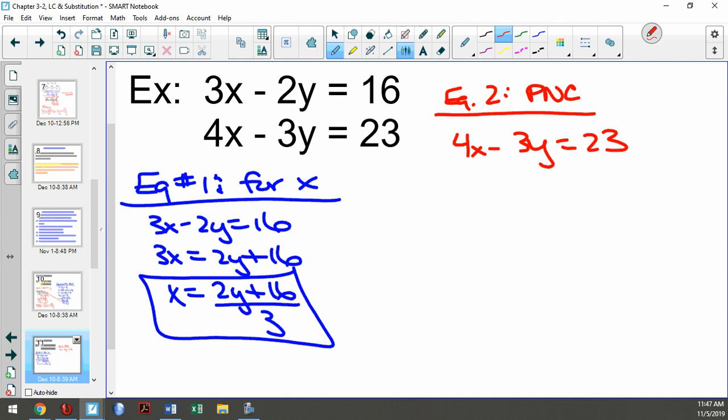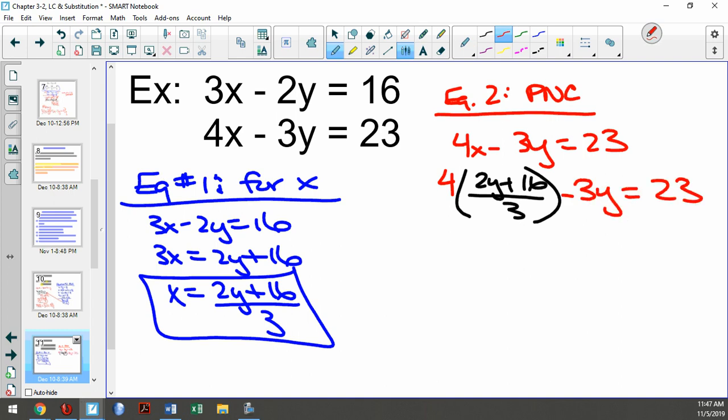Every place I see an x, what am I plugging in? That's nasty, right? So 4 parentheses, 2y plus 16 all over 3 minus 3y is equal to 23. Yes? Do we know how to do this? Yes, you do. Because all you have to do is put this over 1, and that's 4 parentheses 2y plus 16 all over 3 minus 3y equals 23. Do we like fractions? So what should I do? Multiply everything by 3.